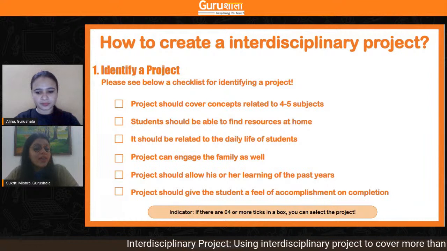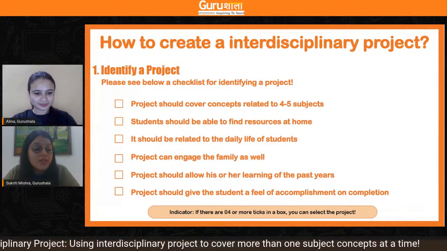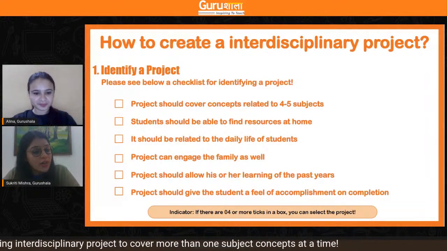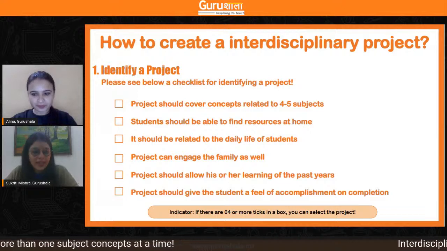So as you can see, there are 4 or more ticks in these boxes, and we hope you are noting down these points as well. If there are 4 or more ticks with respect to any project that you have identified, then you can select that project.